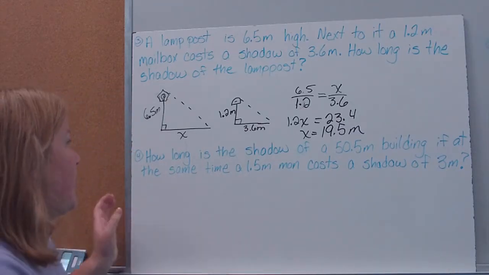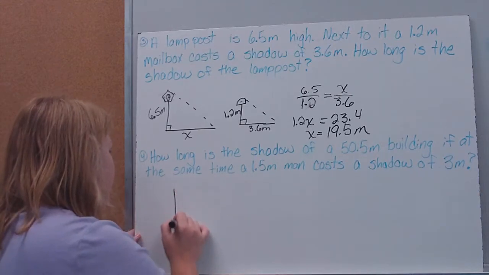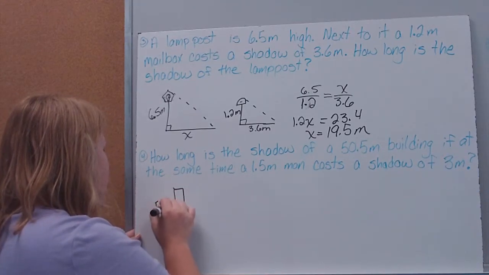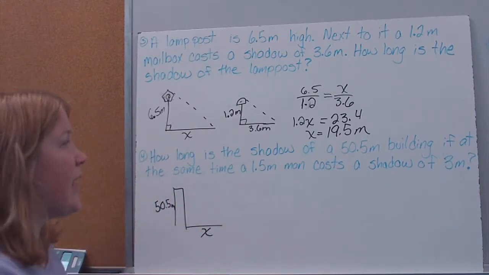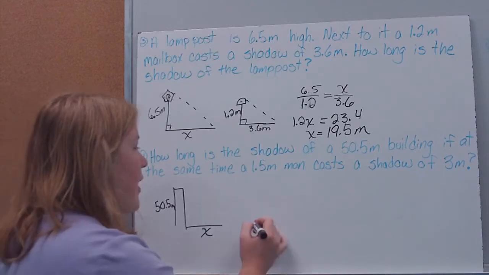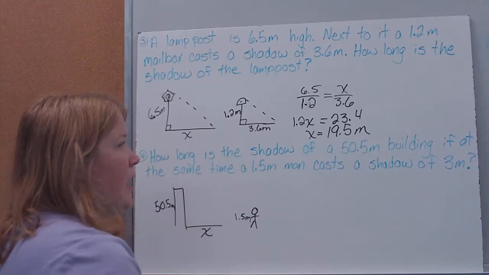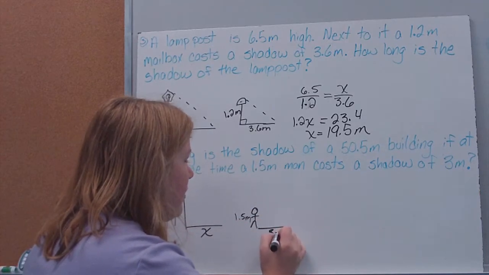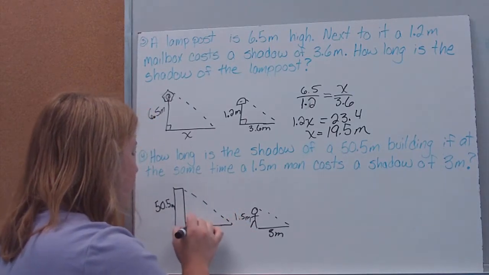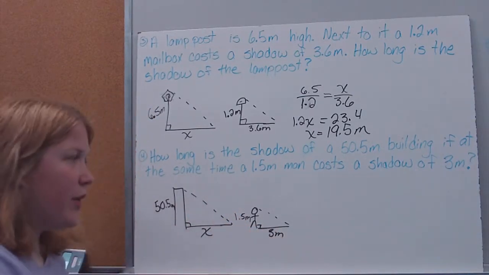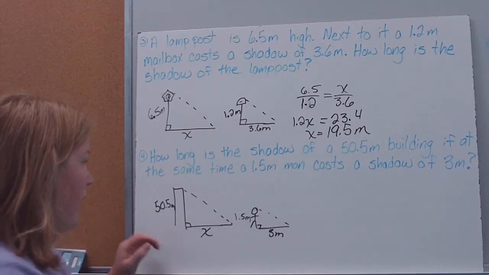All right, one more example to look at here. How long is the shadow of a 50.5 meter building? Okay, so here's my building. It's 50.5 meters. It says how long is the shadow, so obviously that's what I don't know. If at the same time a 1.5 meter man casts a shadow of 3 meters. So again, you'll see here's our triangles that they form that are similar. So we're going to solve for our unknown, okay?